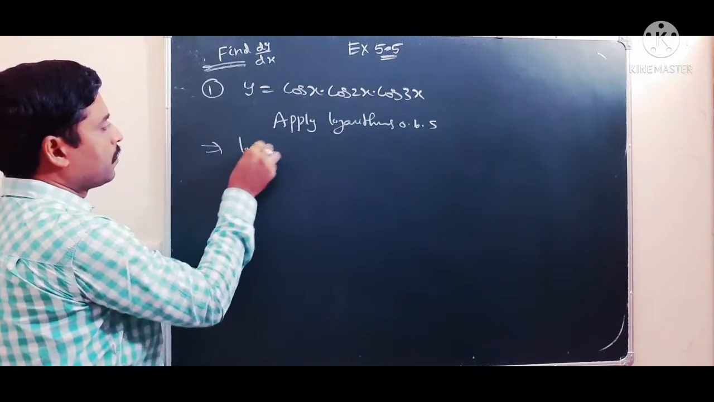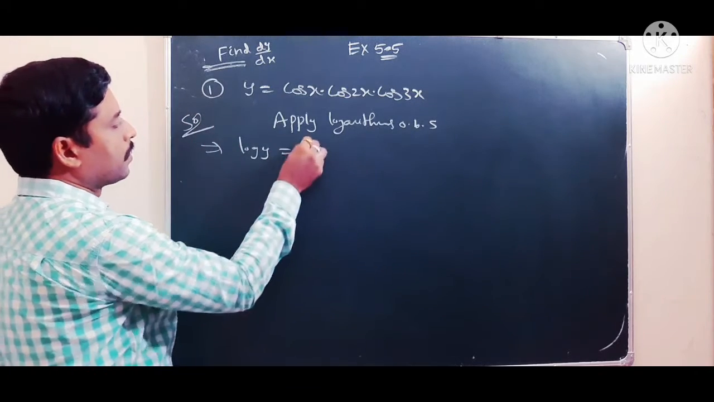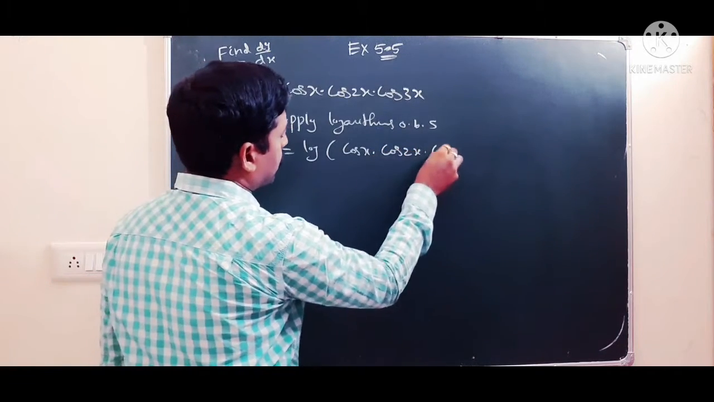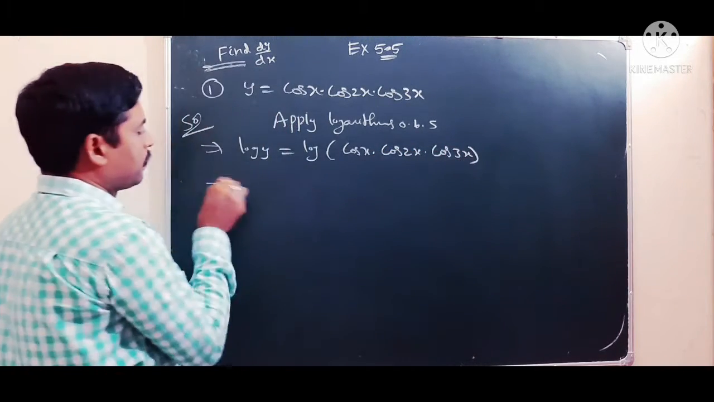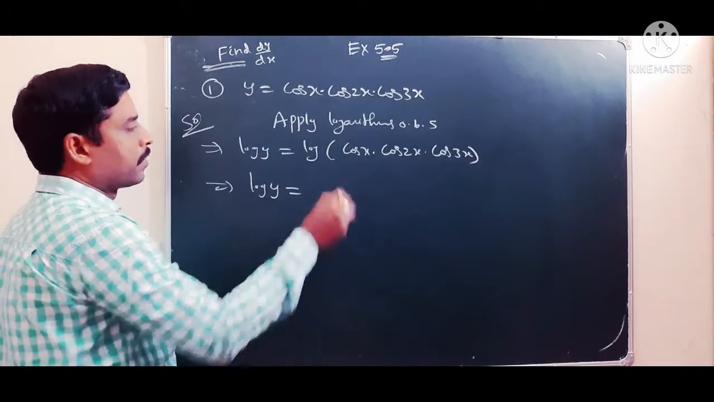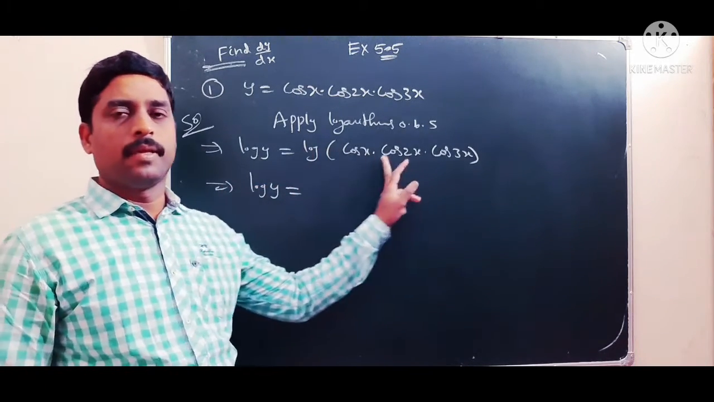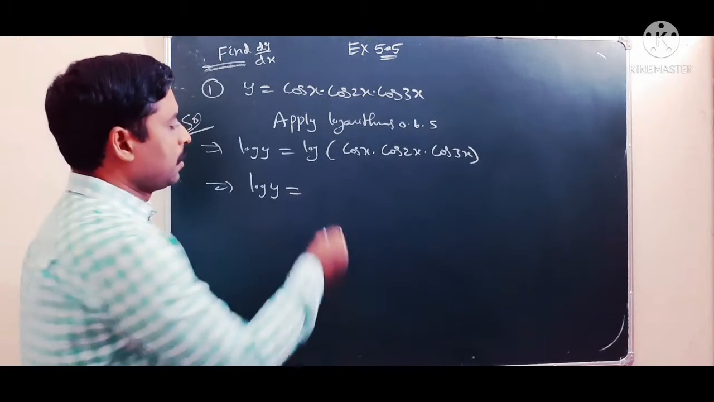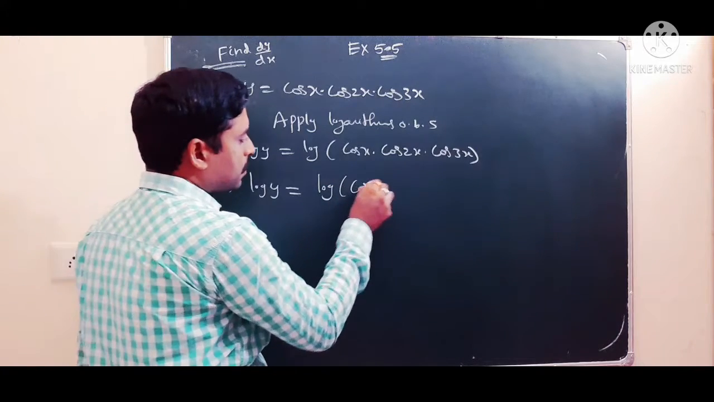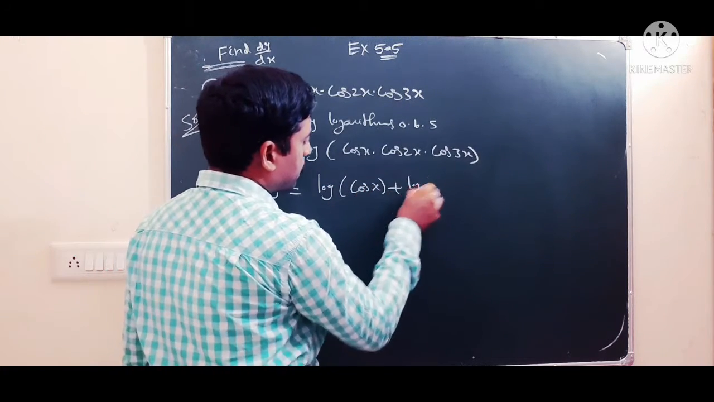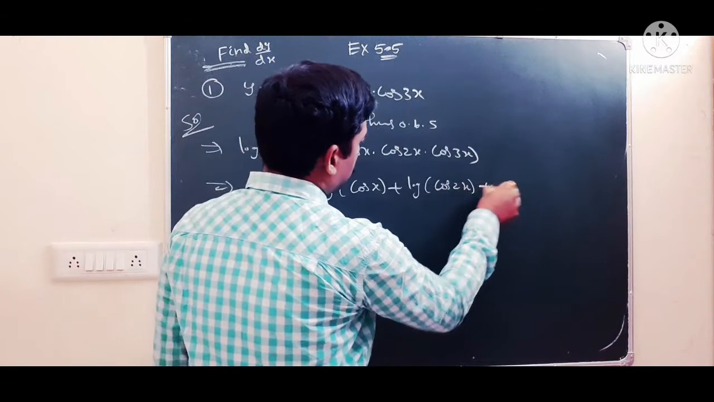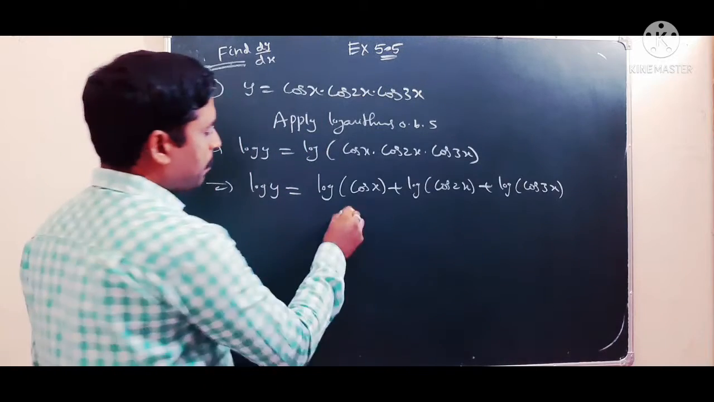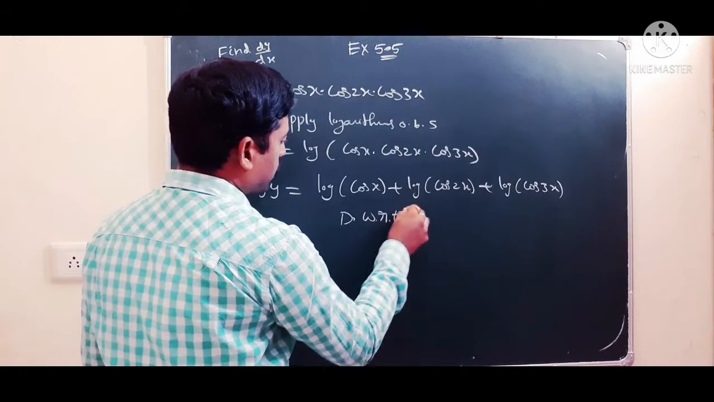So log y is equal to log of cos x into cos 2x into cos 3x. So therefore log y is equal to, we have log abc, the formula: log abc is log a plus log b plus log c. So log of cos x plus log of cos 2x plus log of cos 3x. Okay, so now applying derivative on both sides with respect to x.